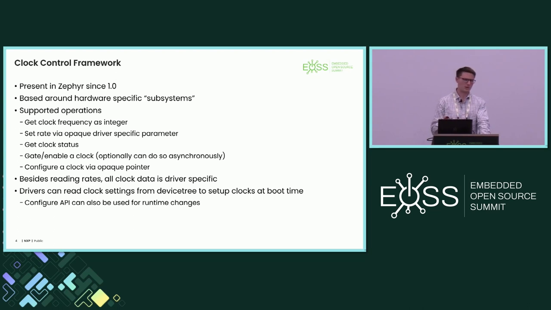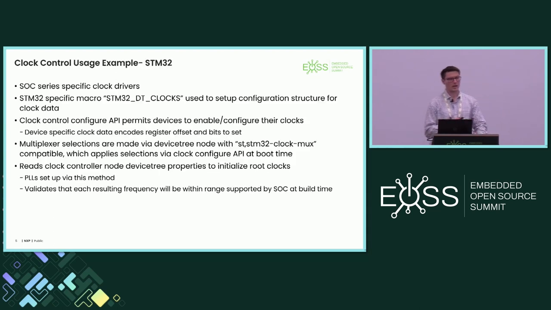You'll see this being done a lot for root clock sources, things like PLLs being read from some sort of device tree configuration. And then if you want to, again, the configure API is kind of a catch-all. You can shim a lot of stuff in here to accomplish a lot of different configurations with clocks right now. So now let's look at a usage example.